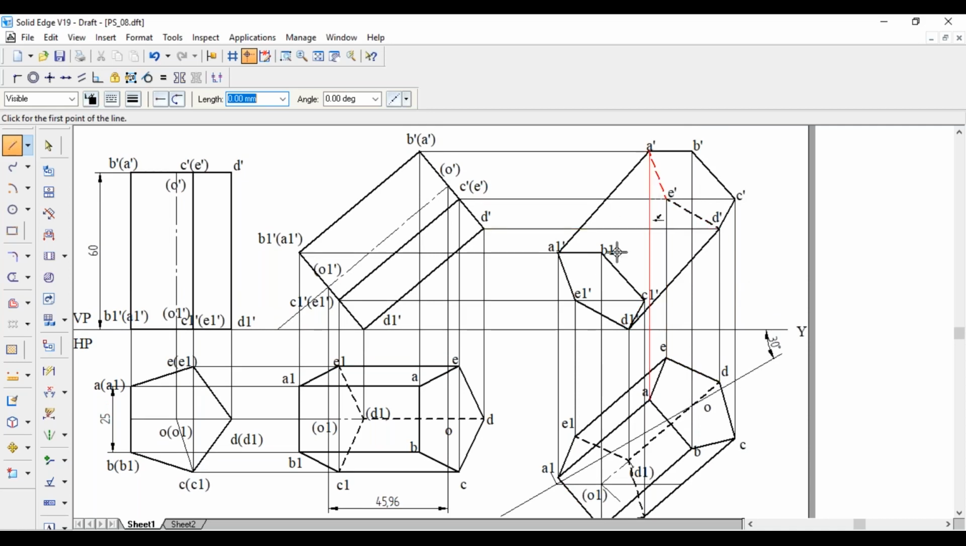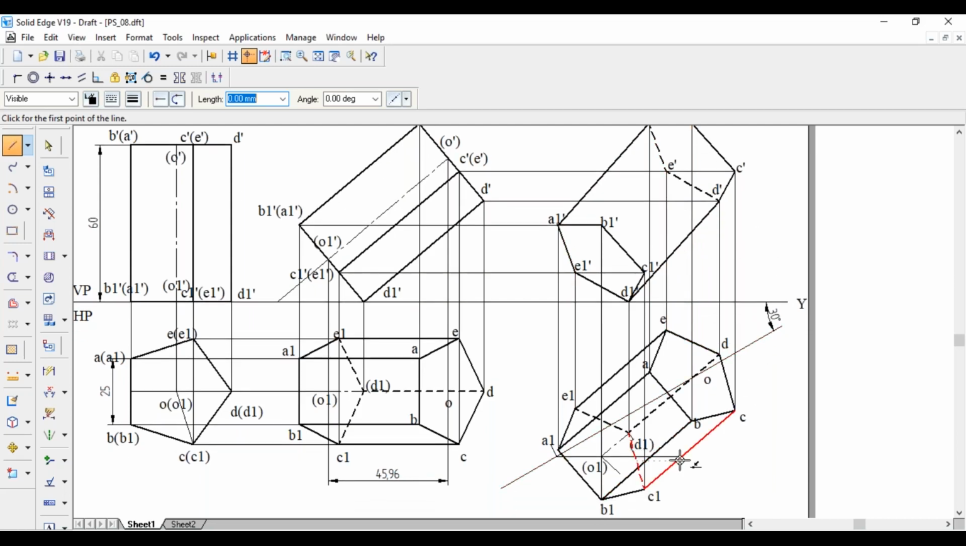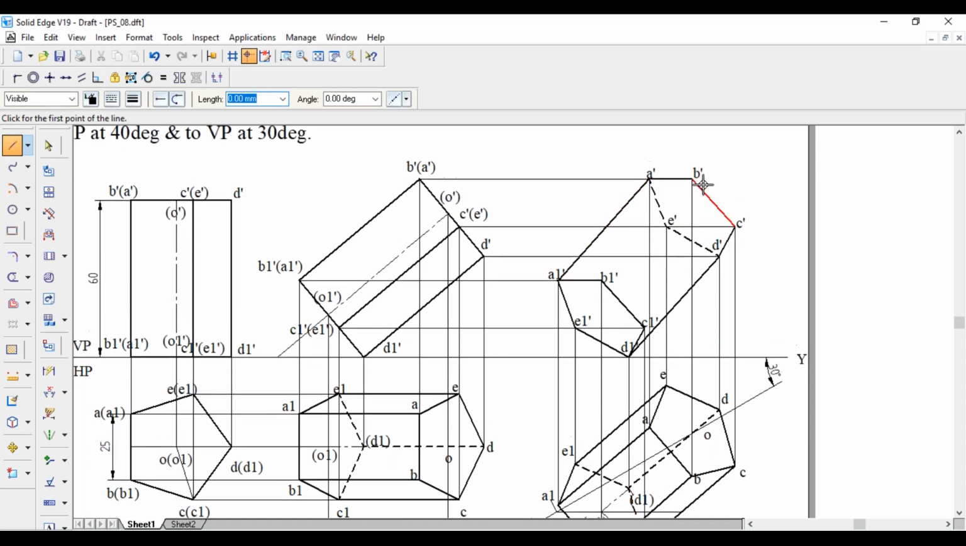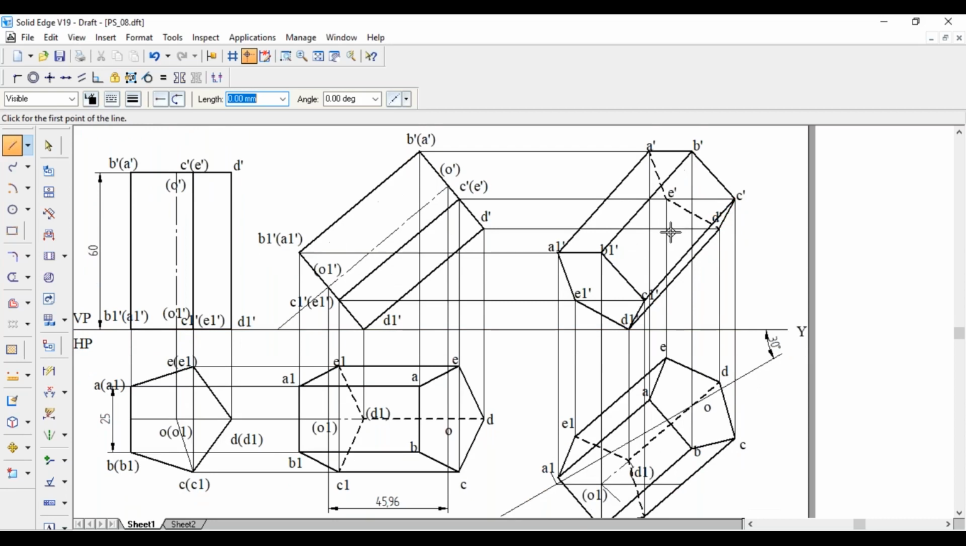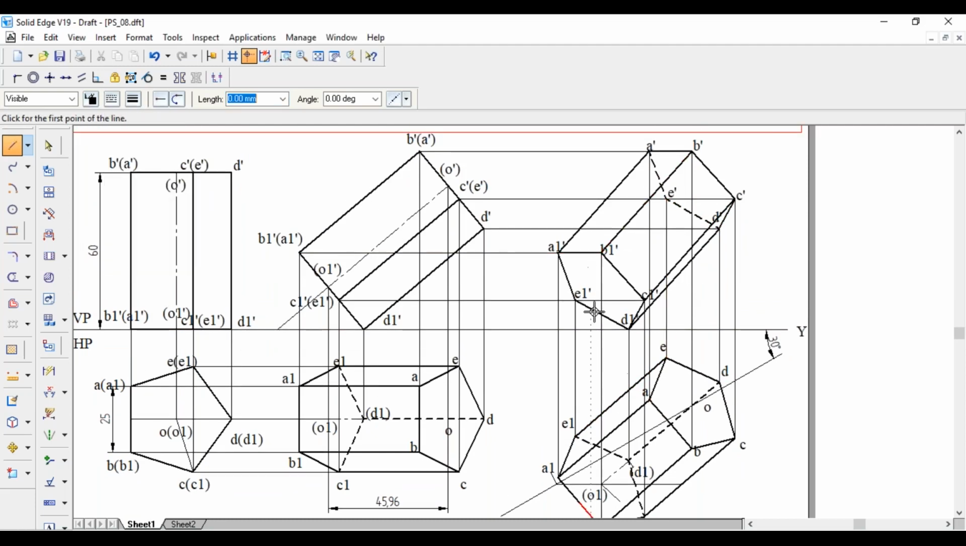We are left with B dash B1 dash, C dash C1 dash, and E dash E1 dash. So B B1 is this one, and C C1 is this one. These two are nearer to the observer, so visible. B dash to B1 dash visible. Similarly, C dash to C1 dash visible. Next, E dash E1 dash, that is this edge, this line. It is away from the observer, so it is invisible. E1 dash to E dash, invisible.